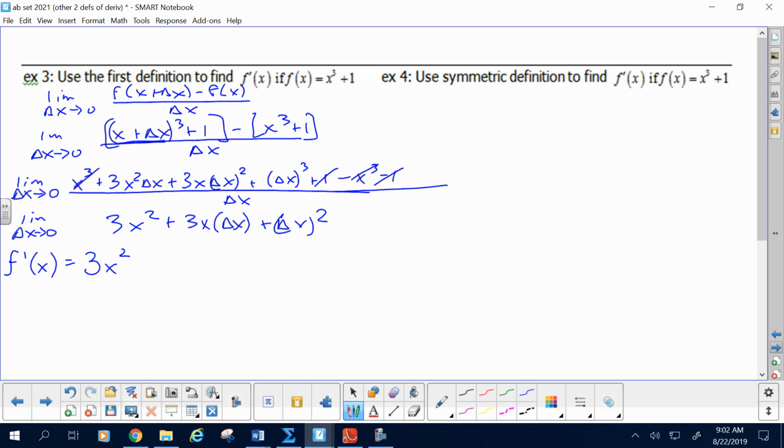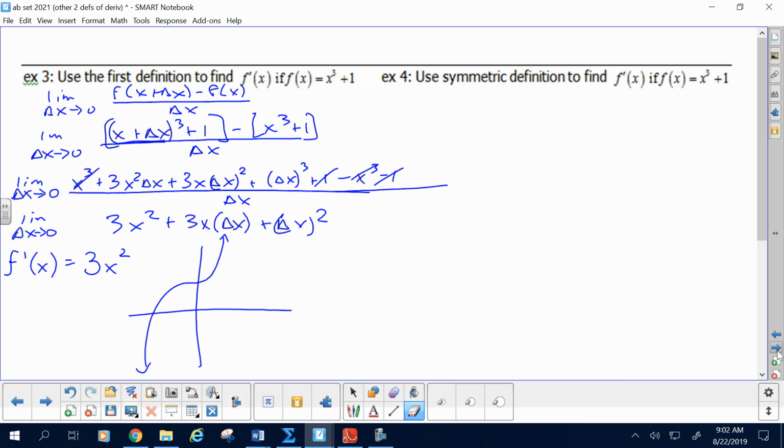Kind of funky. That seems like the squares are always positive or at the least 0, yeah? Do you agree? x cubed plus 1, what does the graph look like? Does that make sense that that would always have positive slope or at the least 0? Math works.